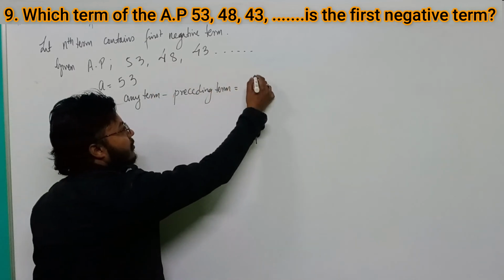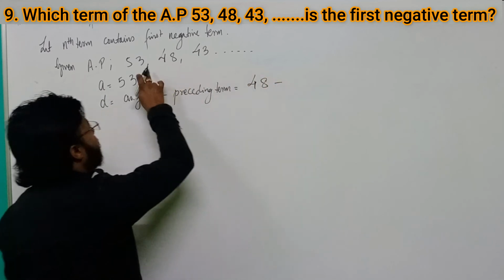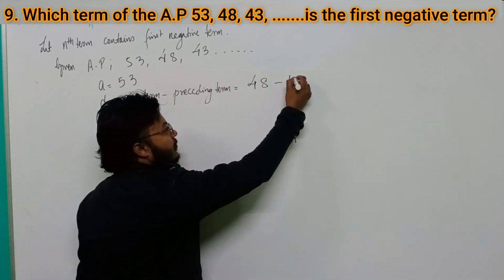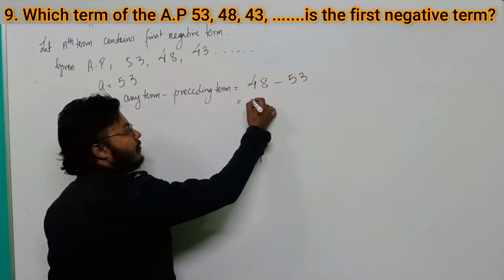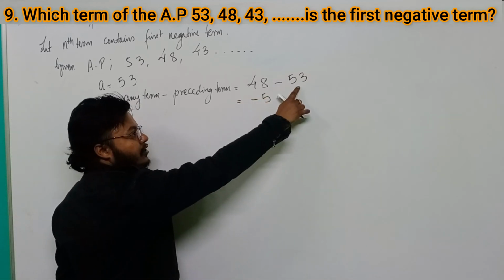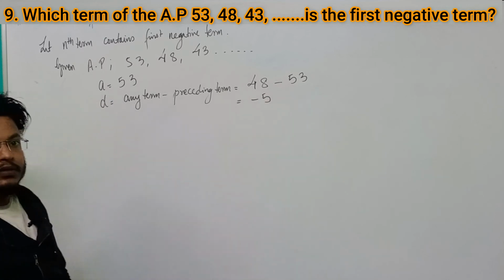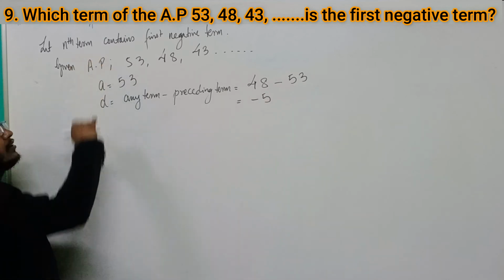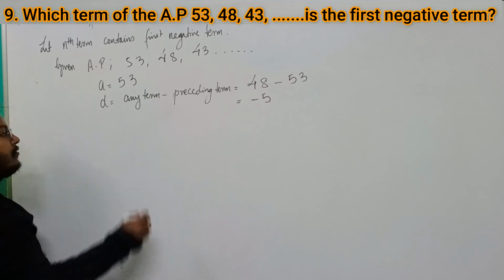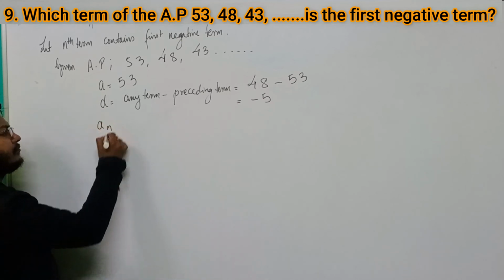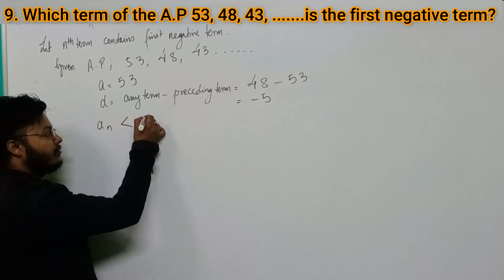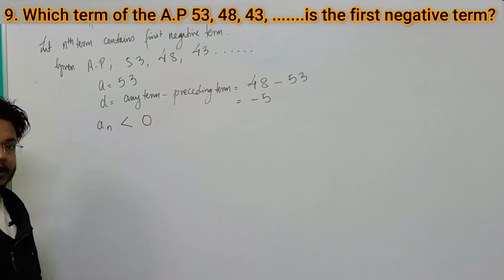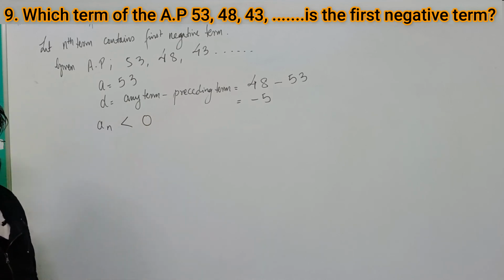Let us take 48 minus 53. So 48 minus 53 will be how much? It will give me minus 5. Why minus 5? Because 53 is bigger and the sign is minus. So what we have taken is that the nth term contains the first negative. So a negative term means greater than 0 or less than 0? It's less than 0. Negative means less than 0. So we'll solve this as an inequality.